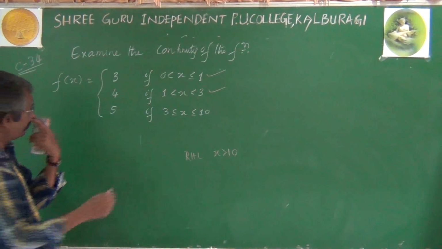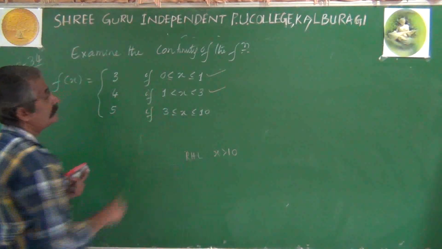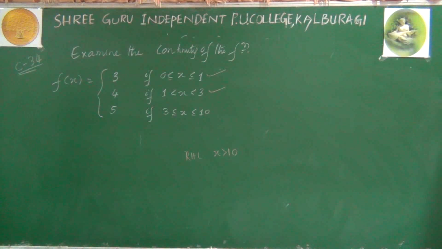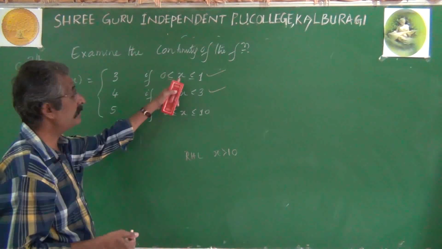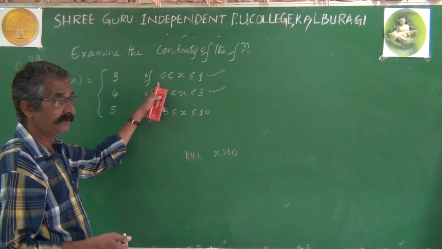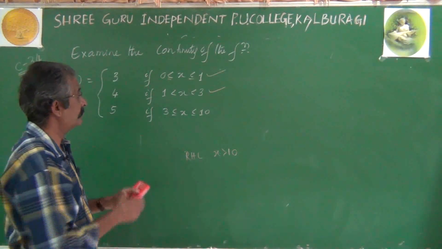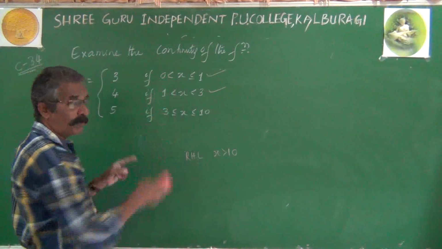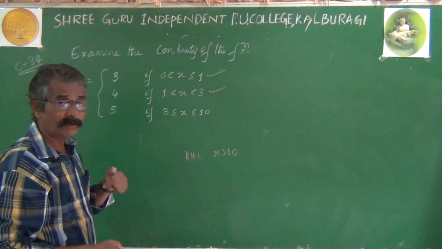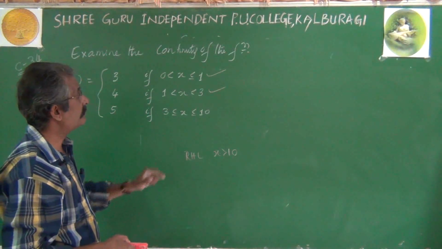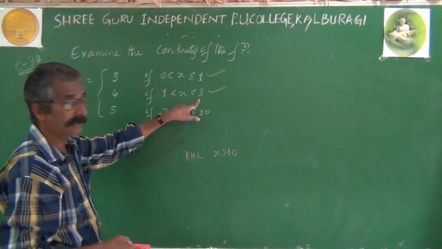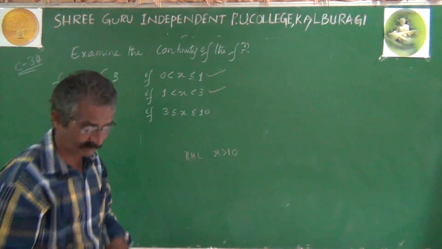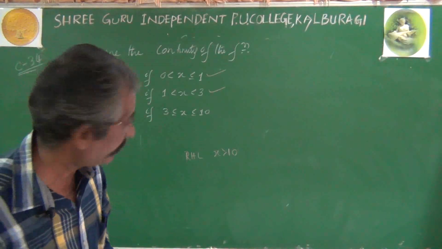One more thing, even if here we have 0 less than or equal to x, you can't discuss at x equal to 0, because you can get only right hand limit for x equal to 0, but you can't get left hand limit. That's why only possible points of continuity, discontinuity are x equal to 1 and 3. Keep this fact in mind. You write the solution.